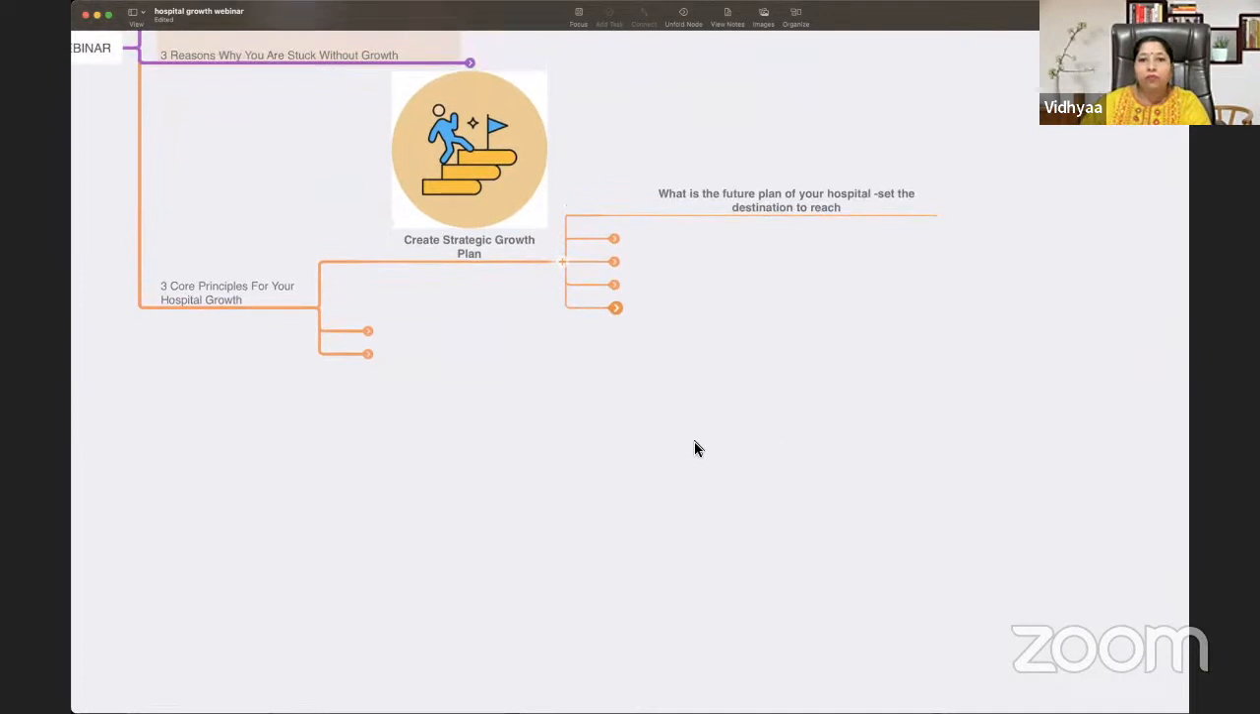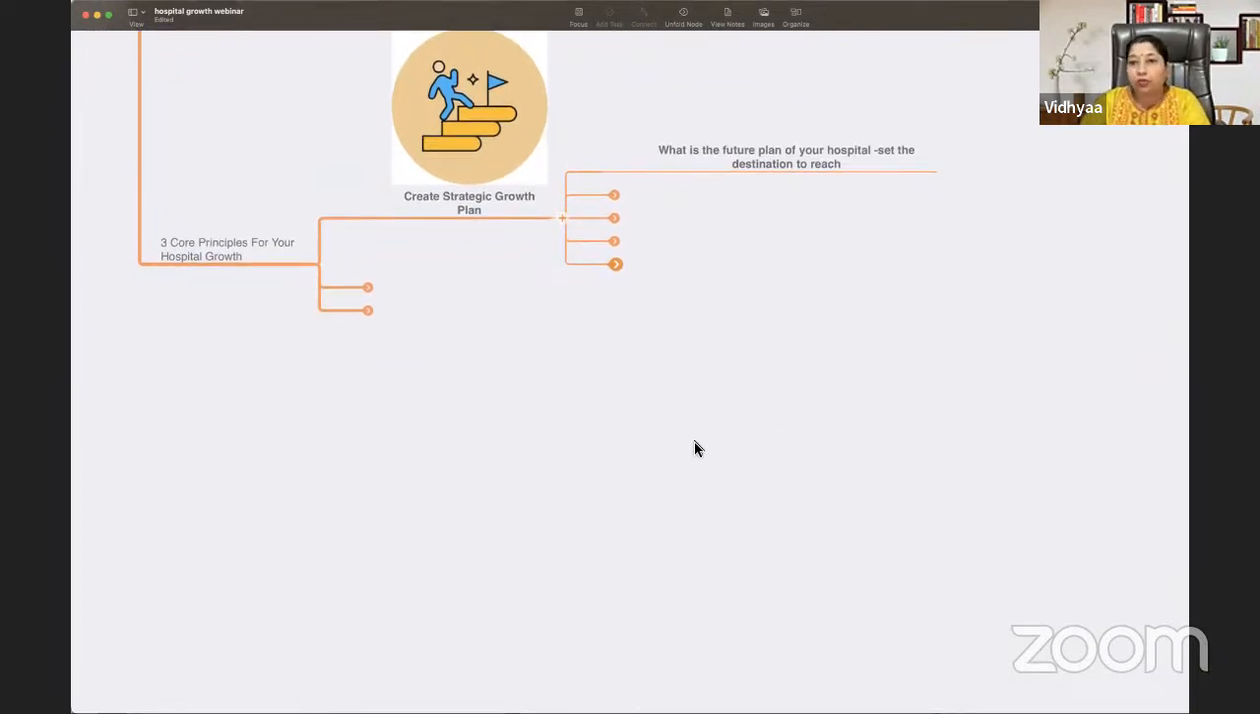So what exactly is a strategic growth plan? It is just you deciding on what the future plan for your hospital is, which is like setting the destination for you to reach. Typically what happens is when you start your hospital, the entire focus is just to run your hospital efficiently. You're able to survive, you're able to run for the next 1 year, 2 years, 3 years, and so on. And once you establish, you have to have your vision.